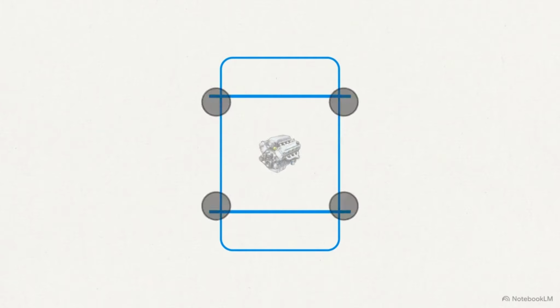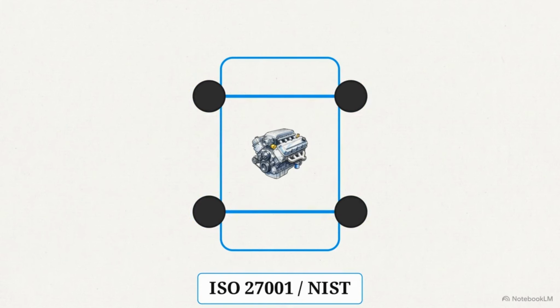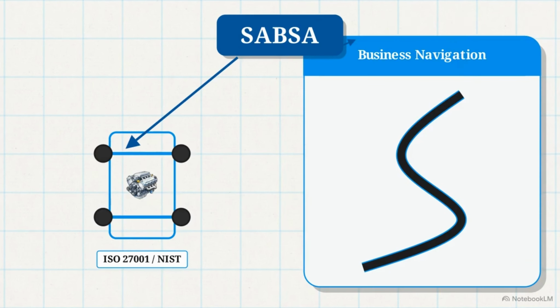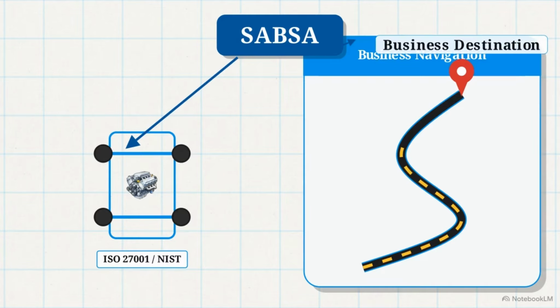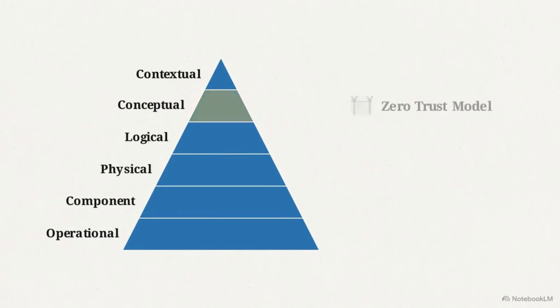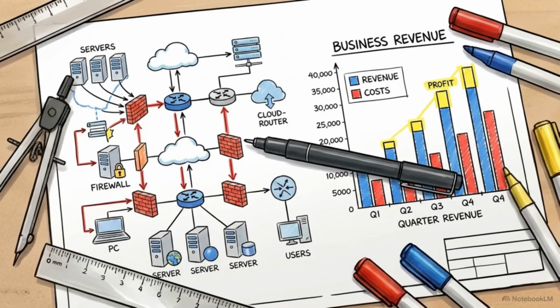SABSA provides the strategic blueprint for the frameworks you already use. If ISO 27001 and NIST are the high-quality engine and tires of your security program, SABSA is the GPS. It ensures you select the specific controls needed to reach the business destination. This works for modern strategies as well. A zero-trust model lives at the conceptual layer, while DevSecOps pipelines use SABSA to define operational requirements for automated security testing. Using the matrix provides a method to link technical components, frameworks, and pipelines to the business value they support.